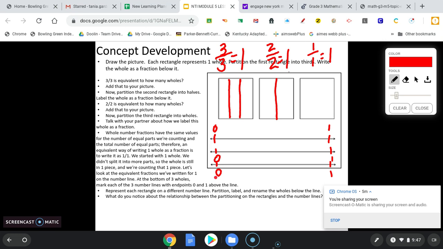So the first number line, let's partition it into thirds. So that would be 3 equal parts. The second one, let's partition it into halves. We have 2 equal parts. And then the last one is 1 whole. So what do you notice about the rectangles and the number lines? Yes, they're partitioned the exact same way.